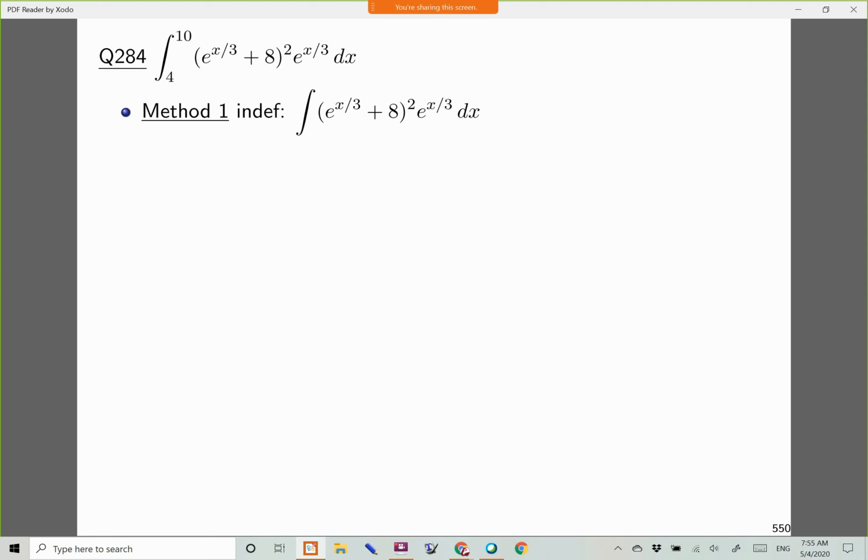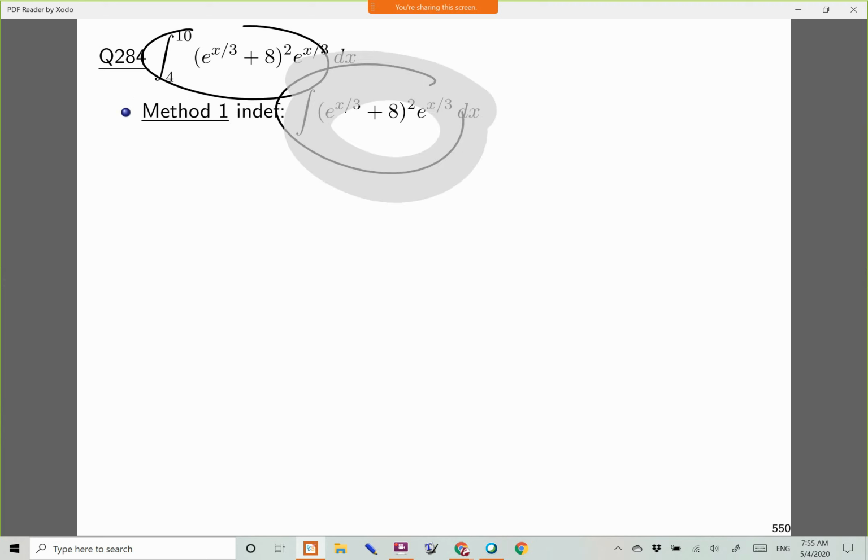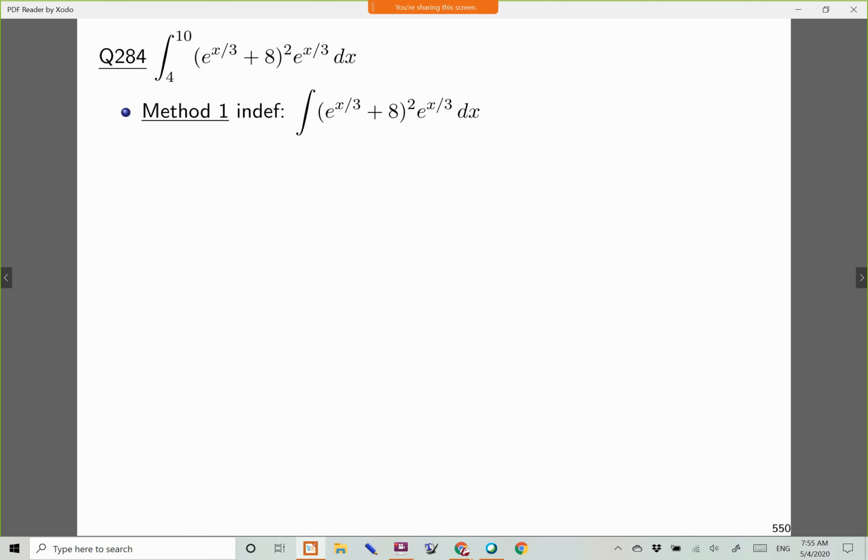So step 1, just write the indefinite integral on its own line. I wrote indef here to try to remind myself not to put an equal sign accidentally between this and that, right? So these are not equal. They're related. They're just not equal. Okay, finishing this problem will help us with this problem up here. So I wrote down the indefinite integral.